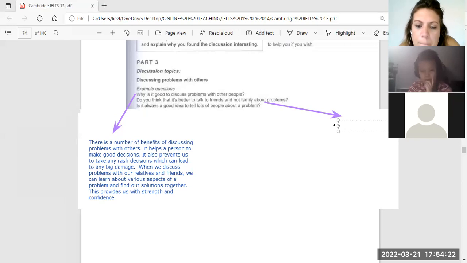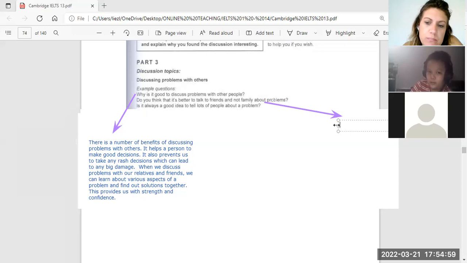I think it's not better to talk with friends but not with family, because when I talk to my friends, they will not help enough like my parents.